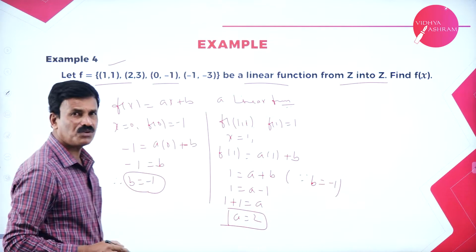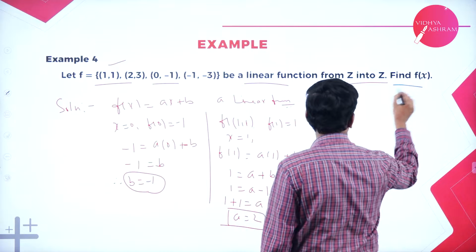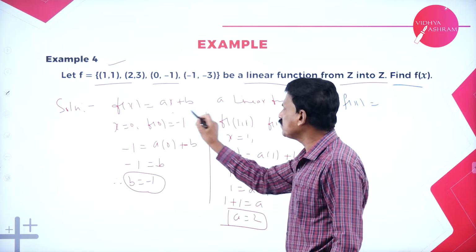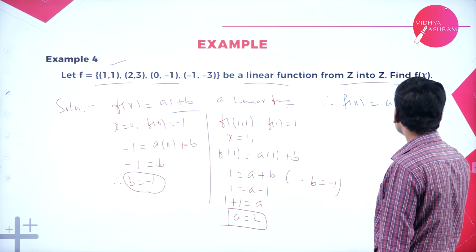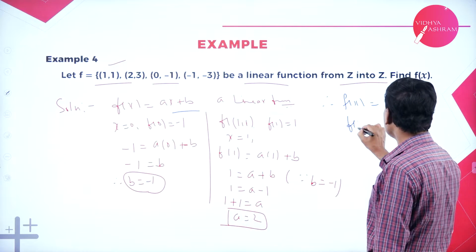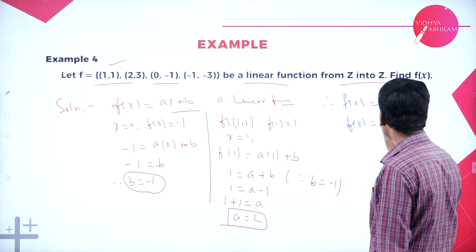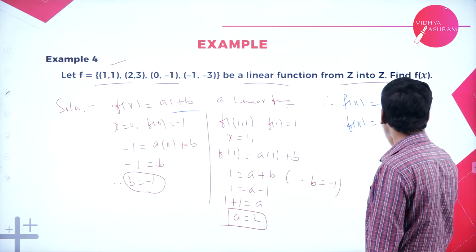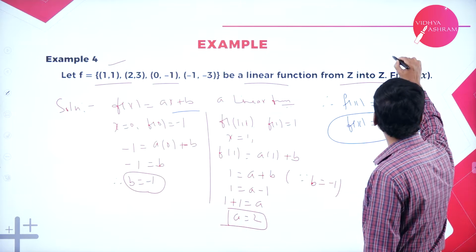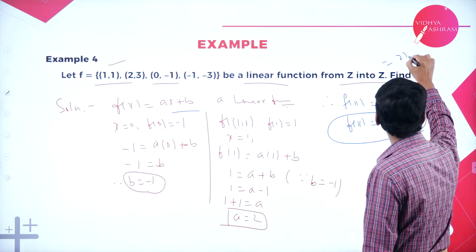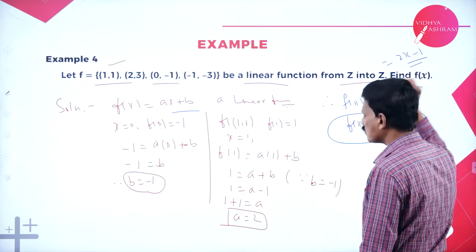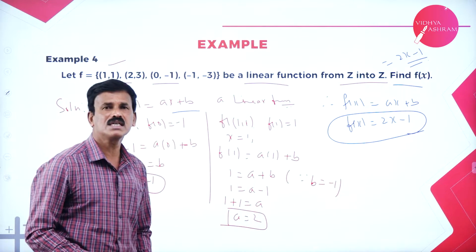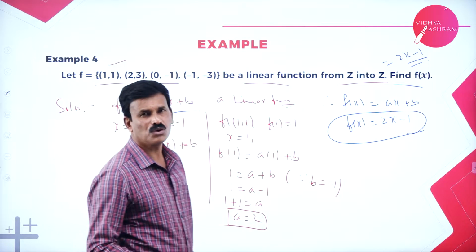So, therefore, the required equation: the value of f of x, which we have defined as ax plus b. Substitute the values. F of x is equal to, what is a? A is 2, into x. What is b? B is minus 1. So, therefore, the function is f of x is equal to 2x minus 1. That's it. F of x is equal to 2x minus 1 is the required answer. Hope you followed.